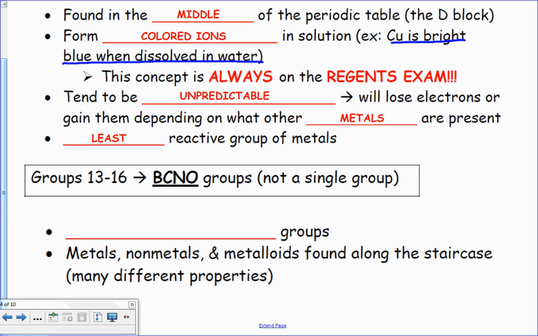So the next groups are part of the main group, groups 13 through 16. These don't have a special name. They're just named by the first element at the top of the group: B, C, N, and O.